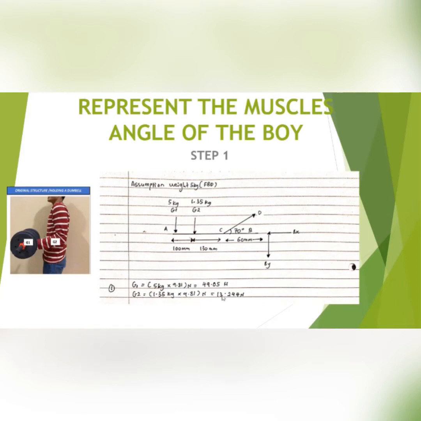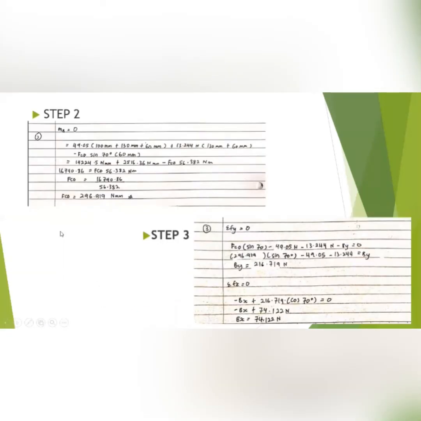Next, we calculate the force or weight of G1. 5 kg from G1 multiplied by 9.81, then we got 49.05 Newton. For G2, 1.35 kg multiplied by 9.81, then we got 13.244 Newton. Next, step 2, we find the moment at point P equal to 0.